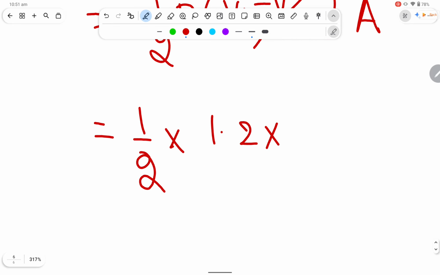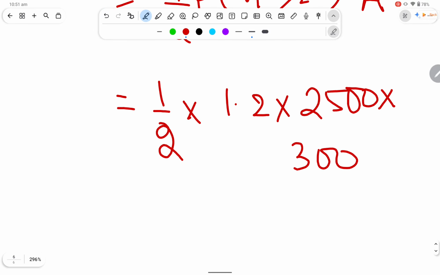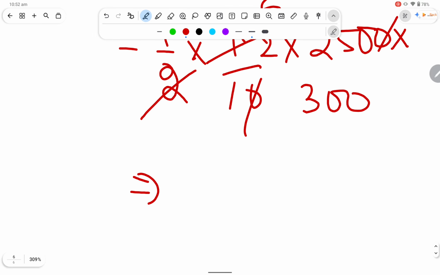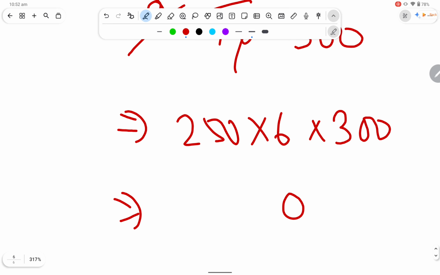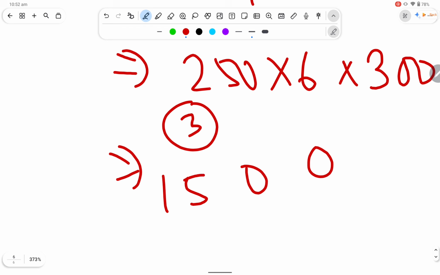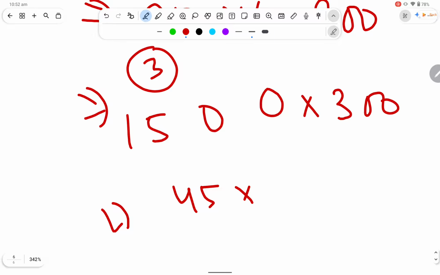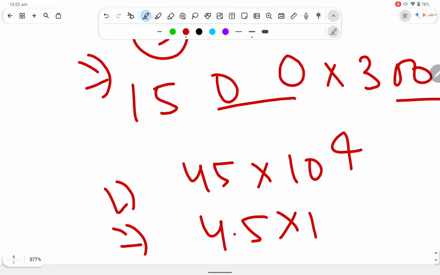Half rho, the density is also given in the question, that is 1.2, and the velocity is 50 meter per second, so it becomes 2500. The area is also given over here, that is 300 meter square. So you just have to multiply and divide. That would be 6, that would be cut off. Now 250 multiplied by 6 into 300, that would be 15 into 300. So you can see 45 into 10 raised to the power 4, and it would be equal to 4.5 into 10 raised to the power 5.